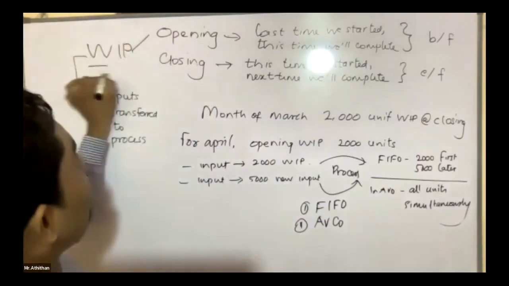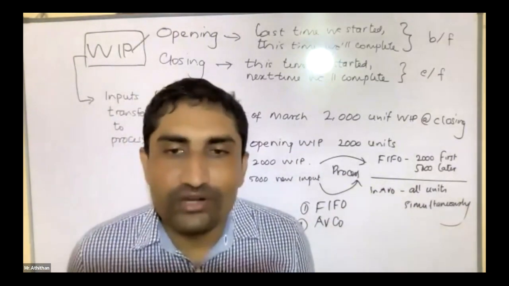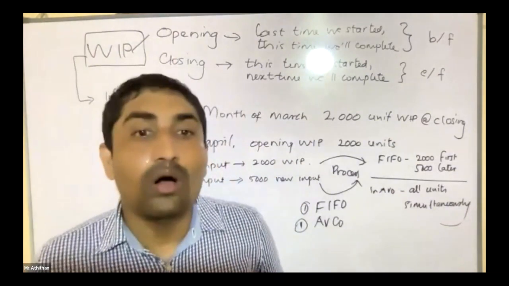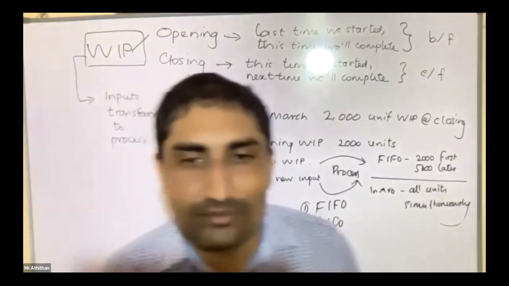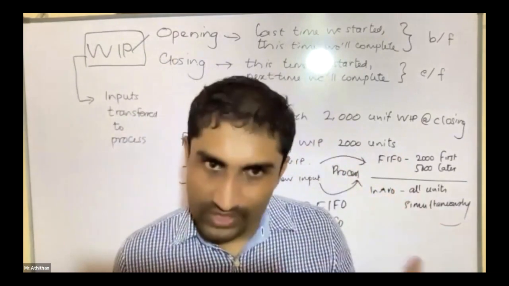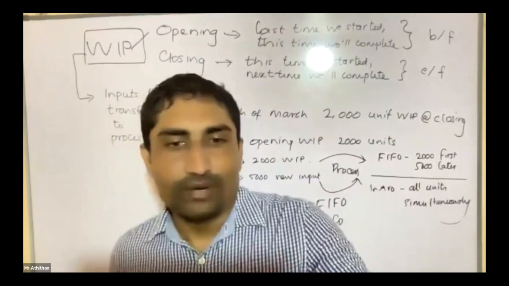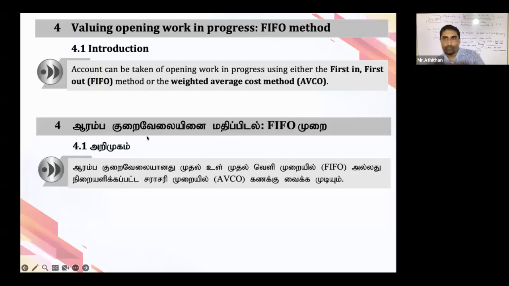So when we think about this work in progress, we are using two different methods, FIFO or weighted average cost. So now we are going to learn about these two methods. நாங்க FIFO மெத்தடை பயன்படுத்தி valuation செய்த அப்படி இருக்கும், weighted average cost பயன்படுத்தினா அப்படி இருக்கும் என்ற விஷயங்களை நாங்க இப்ப பார்க்கலாம். Right. So we are going into the detailed discussion.